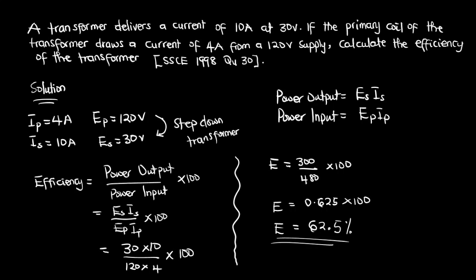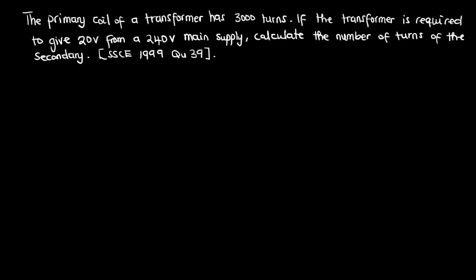In as much as the voltage is reducing from 120 to 30, you can realize that the current inside is rather increasing, right? That is the relationship between the voltage and then the current. They are inversely proportional when it comes to transformers. All right, so let's have a look at another question.